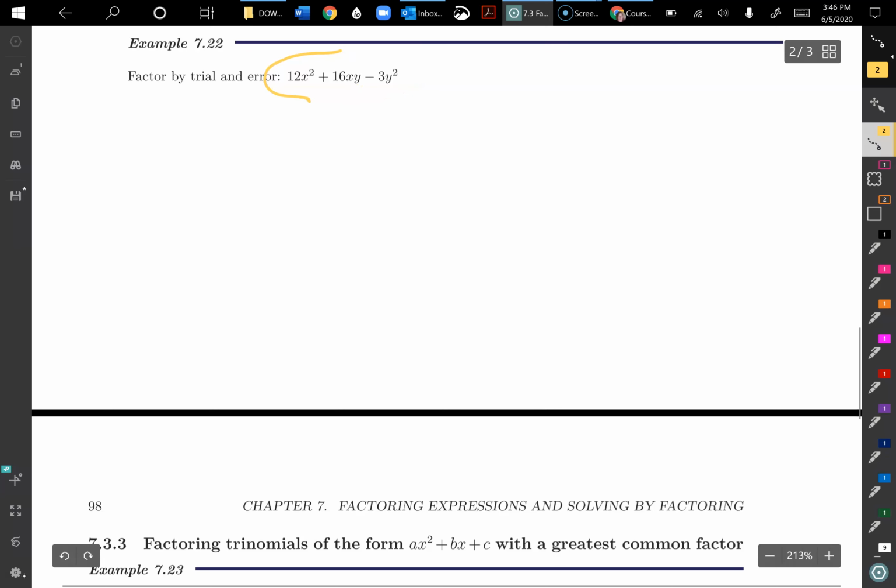So we have the y to deal with. And we have a lead coefficient of 12, which has a few different possibilities for how I could split that up. So we're going to try by trial and error first, and then I'll probably show you the box method too. This is one I might use the grouping on because it's a little tricky, even though it says factor by trial and error. We're working on that, but I want to show you both.